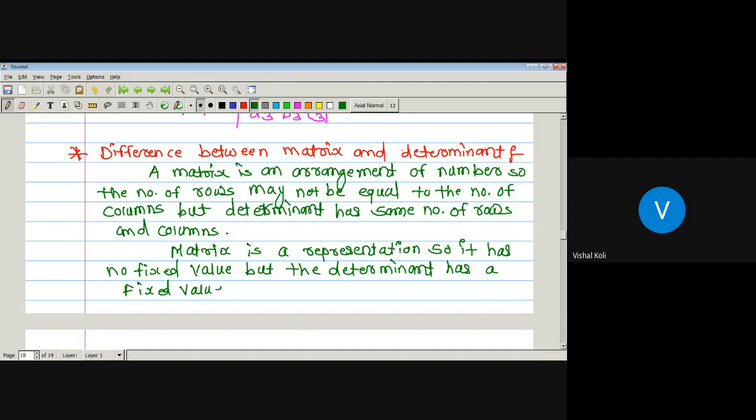So how to find that value, we will see later. Let us see the difference between matrix and determinant. The first difference is a matrix has any number of rows and any number of columns, but the determinant has the same number of rows and columns. The second difference is, as a matrix is a representation, it has no fixed value, but the determinant has a fixed value, and that one will be unique.